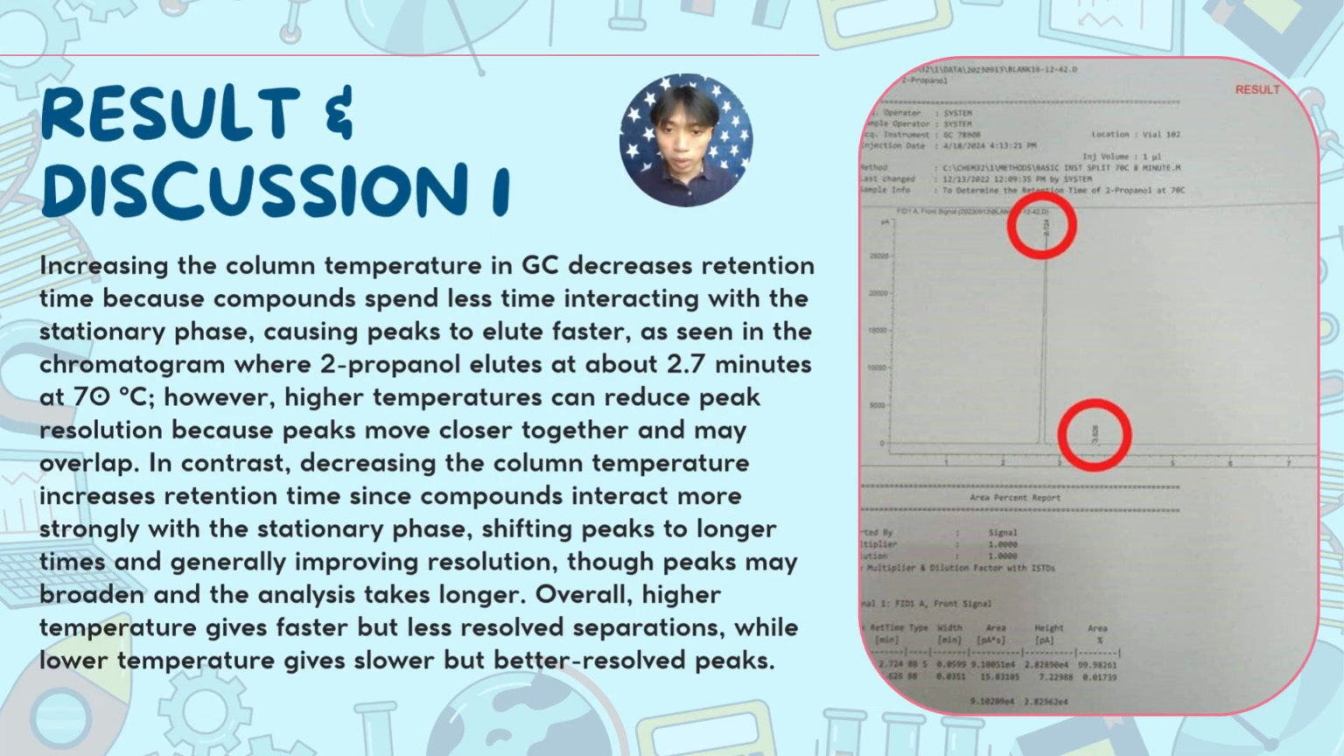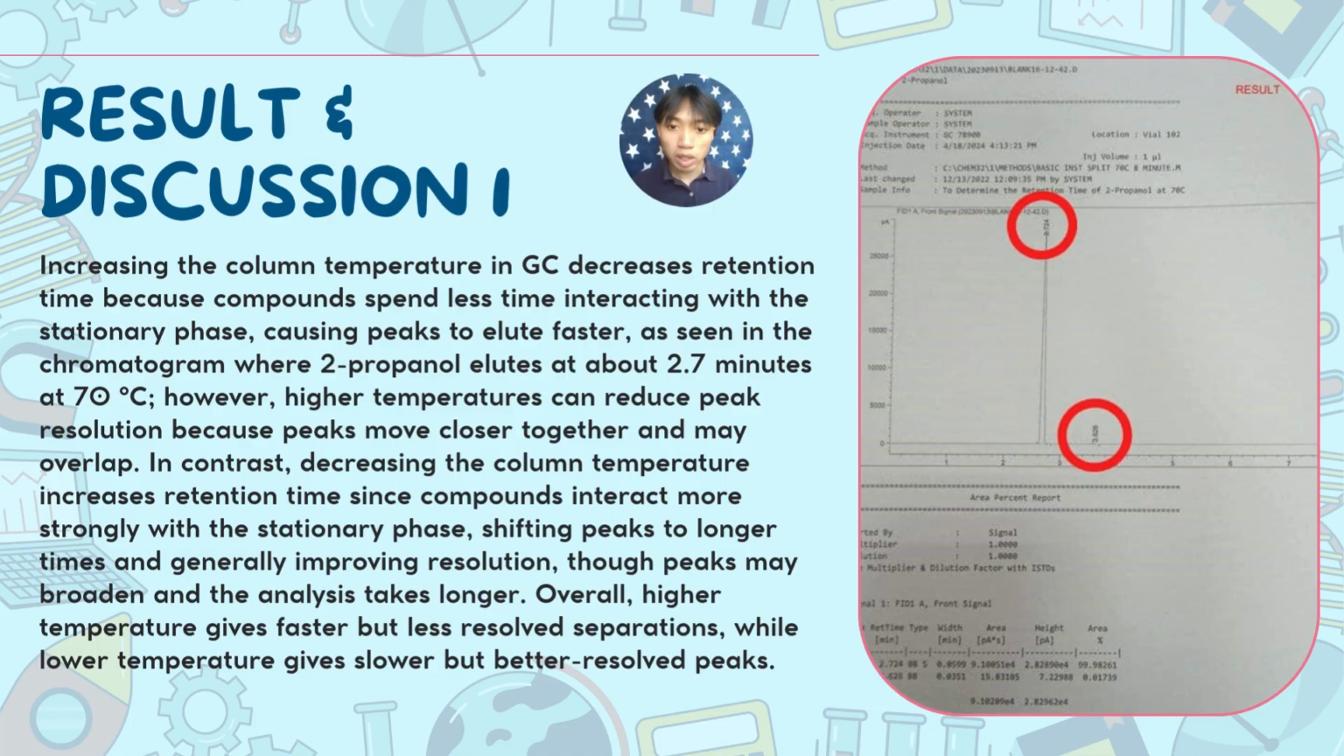Increasing the column temperature in gas chromatography decreases retention time because compounds spend less time interacting with the stationary phase, causing peaks to elute faster, as seen in the chromatogram, where 2-propanol elutes at about 2.7 minutes at 70 degrees Celsius. However, higher temperatures can reduce peak resolution because peaks move closer together and may overlap.